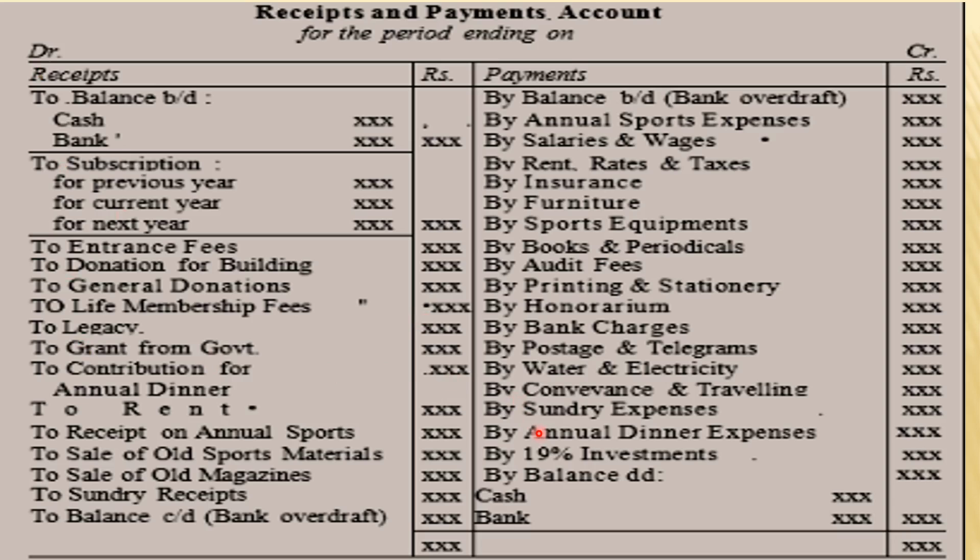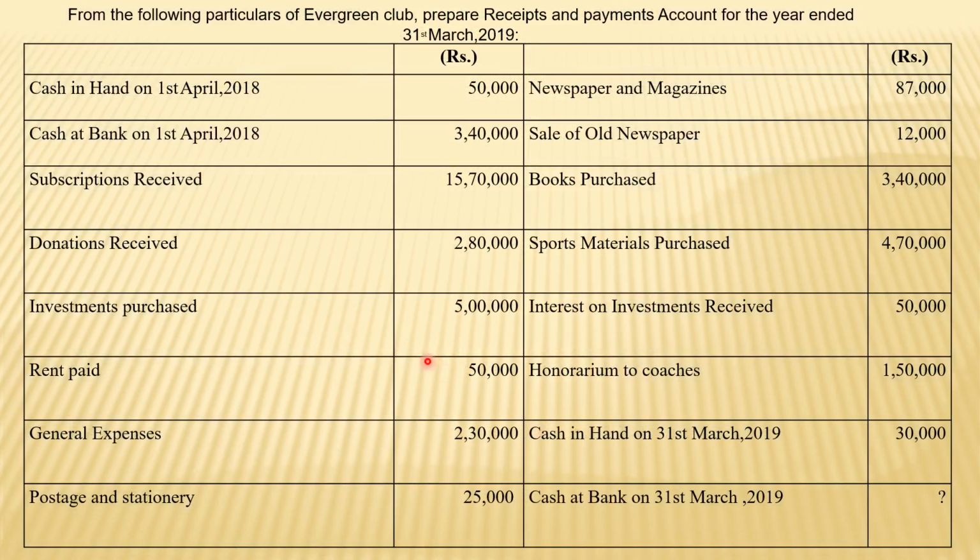So that is the main point which you have to remember for the preparation of these two accounts, that is the income and expenditure account as well as the balance sheet. Now we will move on to a numerical problem. This is our numerical problem. It is related to a particular club, and we have to prepare a receipts and payment account.